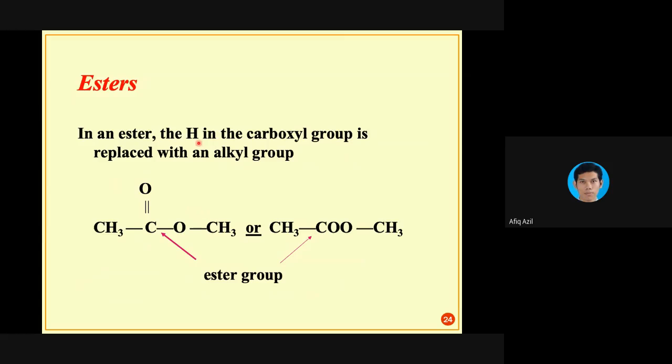So in an ester, the H in the carboxyl group is replaced with an alkyl group. This is the ester group in which you have C double bond O, O, CH3, or it can be written as CH3COOCH3.